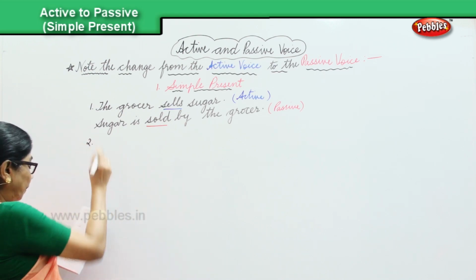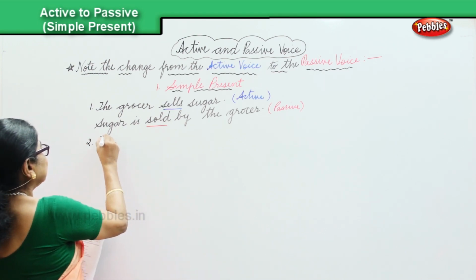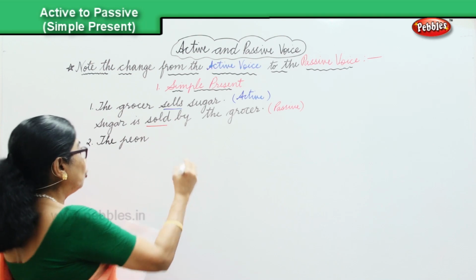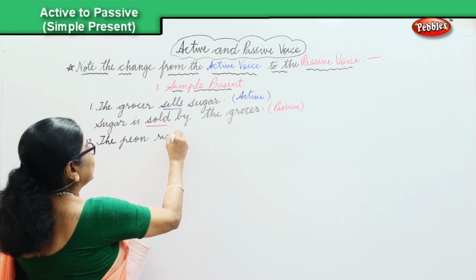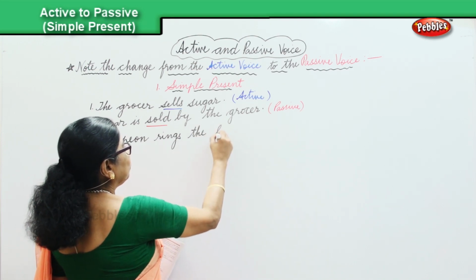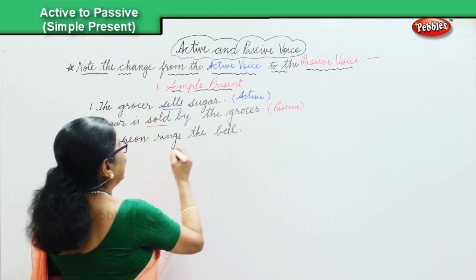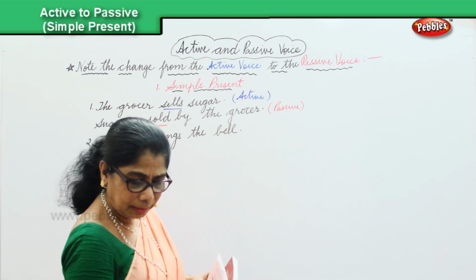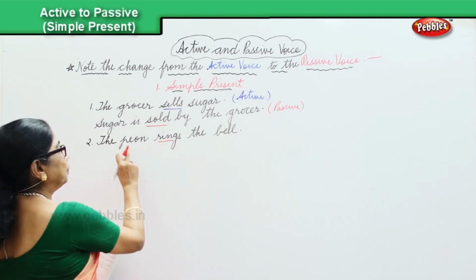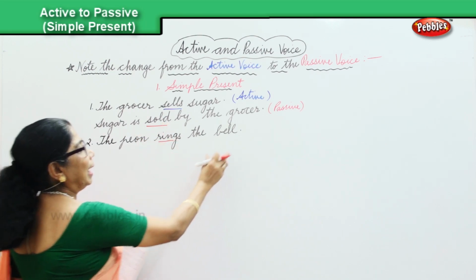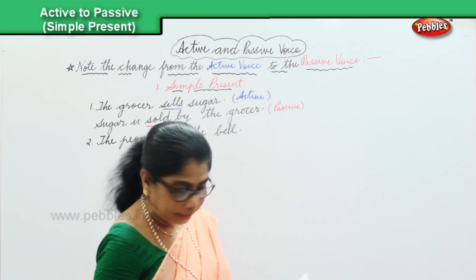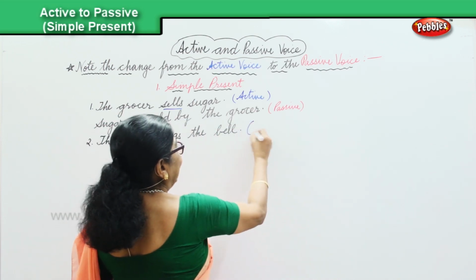Another sentence for you. The peon rings the bell. Rings, that's the verb here. The peon rings the bell. Subject peon, the verb rings, and the bell is the object. The peon rings the bell is active. So the first one is active voice.